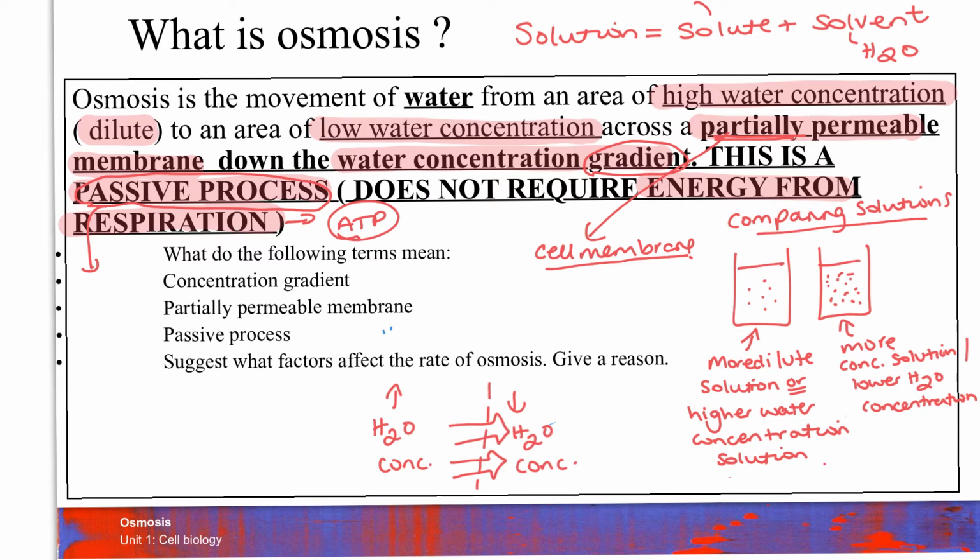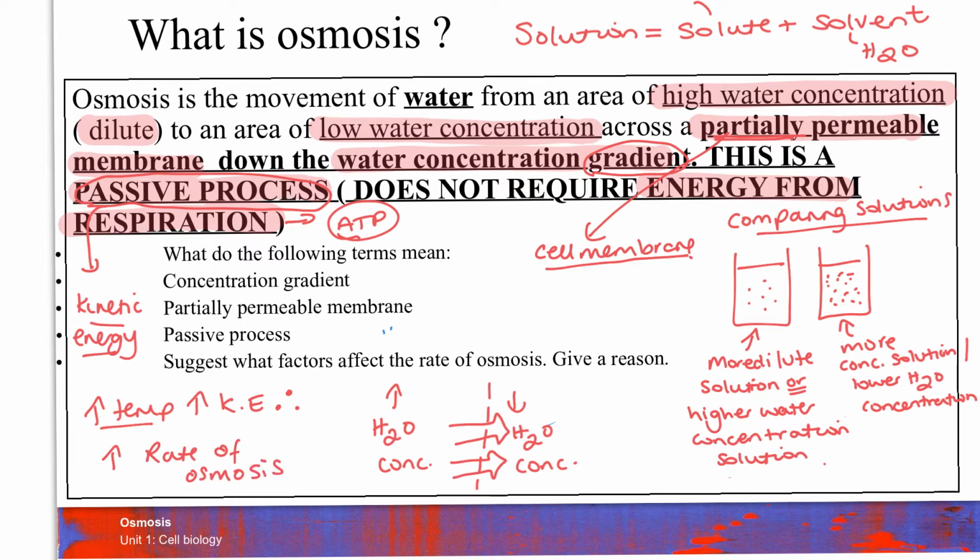So molecules need energy in order to move around at all. And these water molecules are moving around, and so they have kinetic energy. The kinetic energy enables them to move, and the amount of kinetic energy that they have determines how much they move. So if we were to increase the temperature of a solution, we would increase the kinetic energy that the molecules would have within that solution, and therefore we would increase the rate of osmosis, the rate at which water molecules were moving in a particular direction.